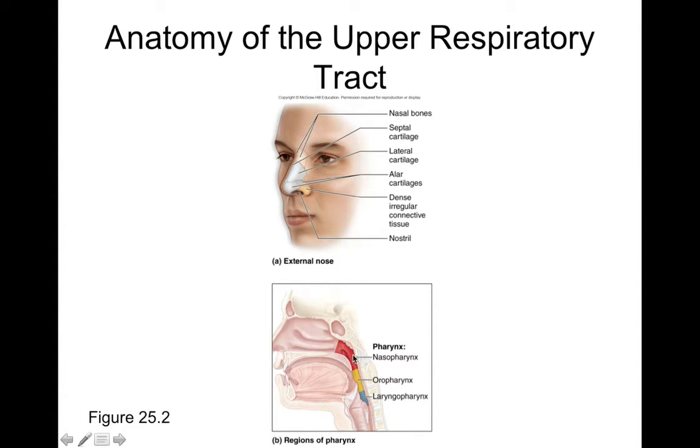And then in the nasopharynx, we can see things like our pharyngeal tonsil and the opening to our eustachian tube. In the oropharynx, we have things like our lingual tonsil, our uvula, as well as our palatine tonsil. And then the laryngopharynx is right here by the larynx, which has the epiglottis nearby.